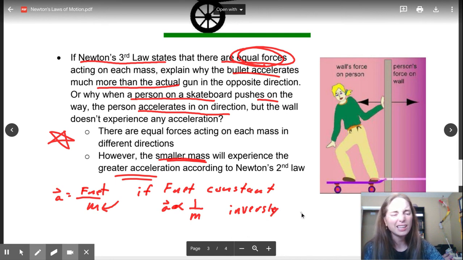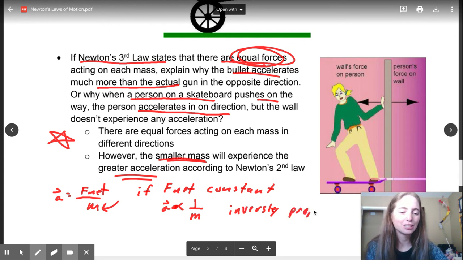Inversely. I don't know if there's an E in there or not. Sorry, my spelling stinks. Aren't you glad I don't teach you English? I'm glad I don't teach English too. That'd be scary.